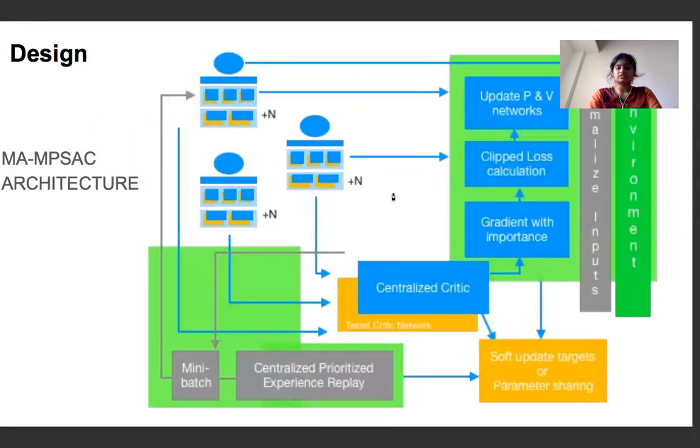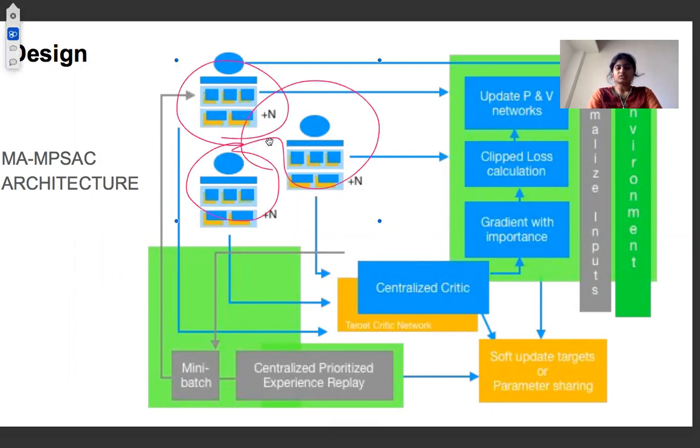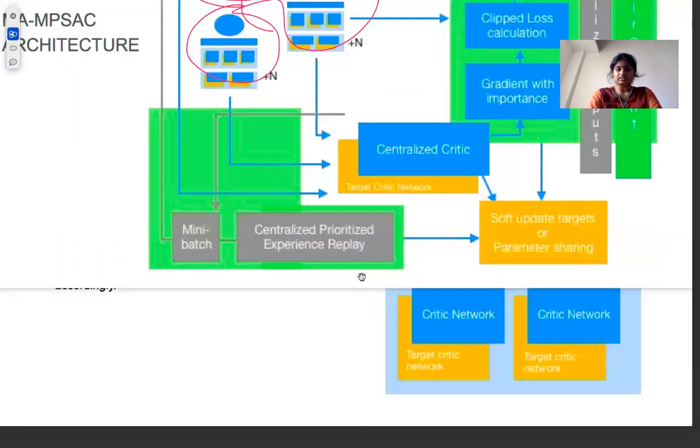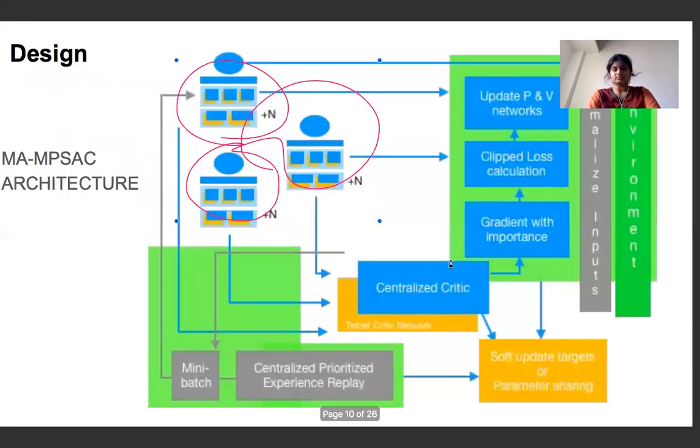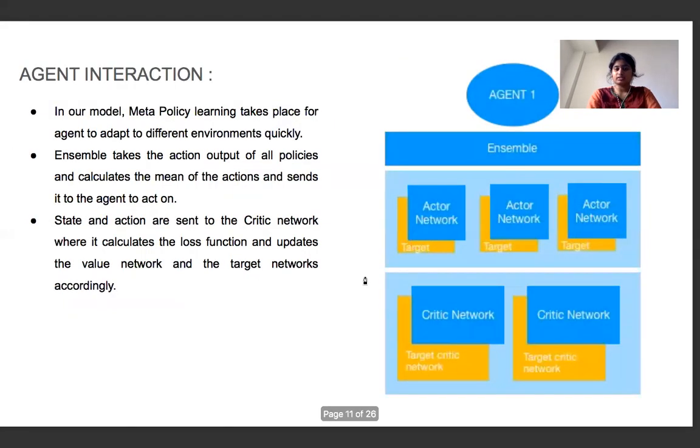And this is the design of our project. Here, all these 3 things are the agents. The detailed architecture of agents is here. It has 3 actor networks and 2 critic networks. The input to actor networks is the observation state, and the output is action. It is the same for all three actor networks. So there will be 3 action outputs.